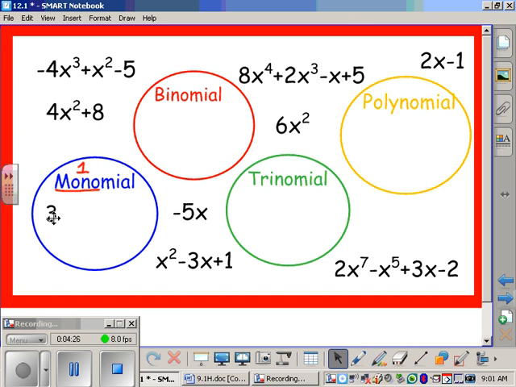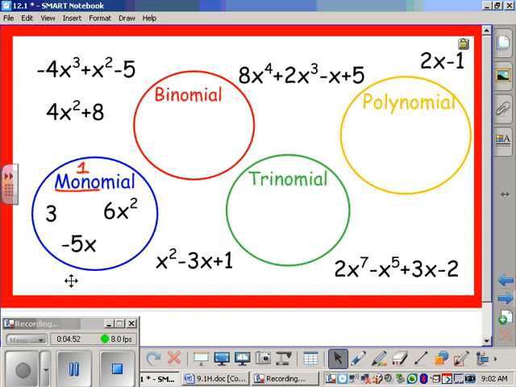So we have the 3. That's considered a polynomial, a type, but more specifically a monomial. The 6x squared, and we know that is a monomial because it doesn't have any other terms added to or subtracted from itself. The negative 5x is also a monomial. So those are our 3 examples of monomials.